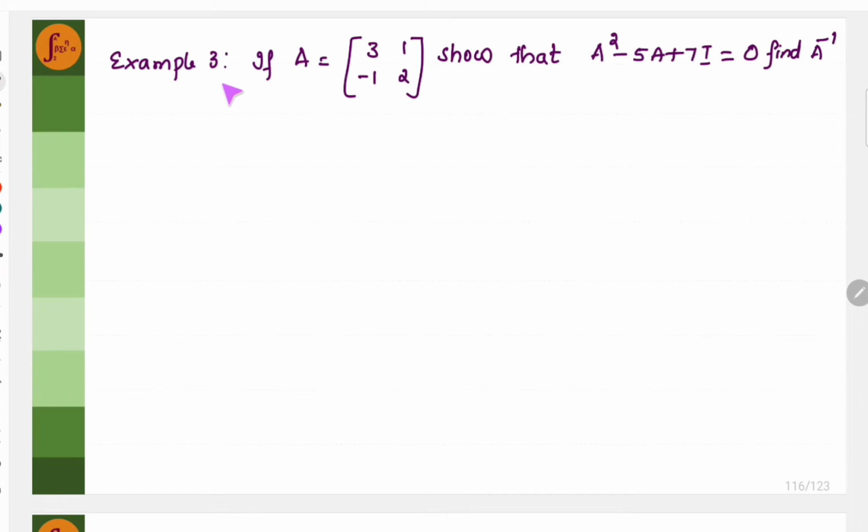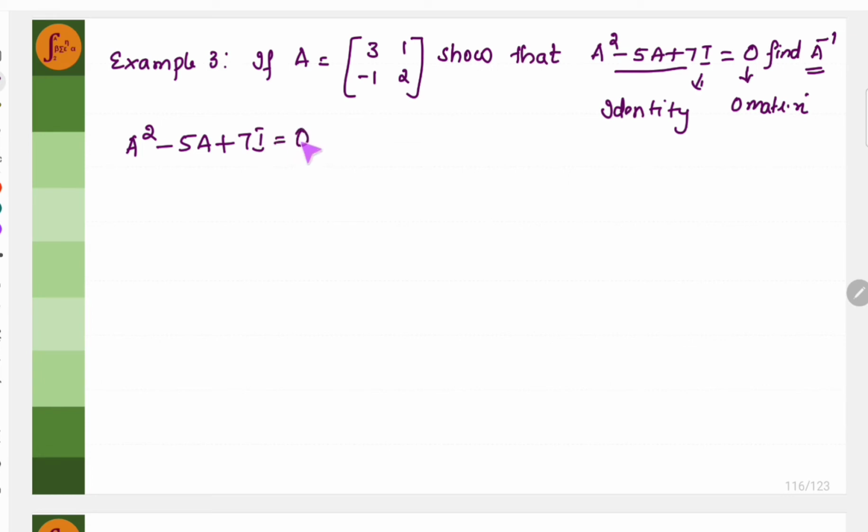Let's take another example where matrix A is given, and we'll have to show that A square minus 5A plus 7I is equal to O. This is the zero matrix or null matrix, and I is the identity matrix or unit matrix. You'll have to prove this and then find A inverse. So there are two problems within this problem. First, we'll have to prove that A square minus 5A plus 7I is equal to O.